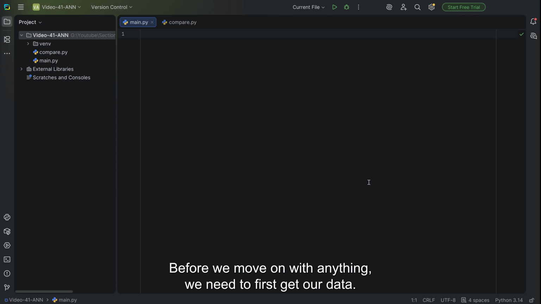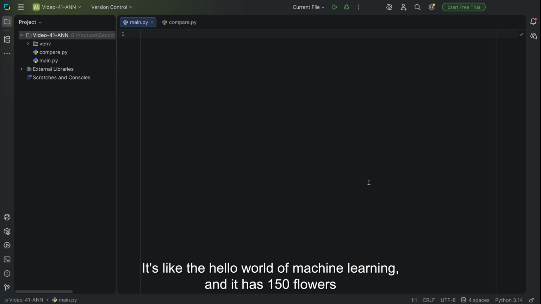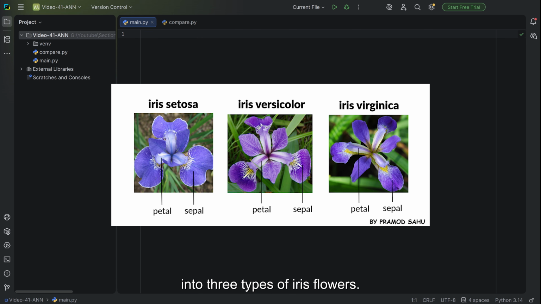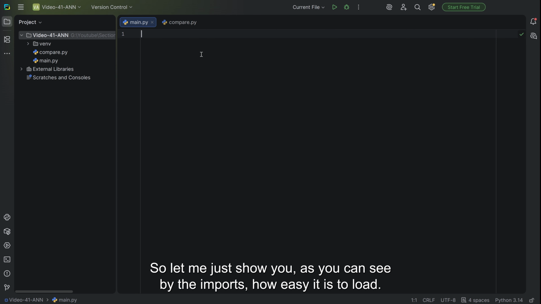Before we move on with anything, we need to first get our data. And like I said, we're going to use the famous iris dataset. It's like the hello world of machine learning. It has 150 flowers or rows, each with 4 measurements, and we need to classify them into 3 types of iris flowers. So to get that dataset, they have made it really easy. So let me just show you.